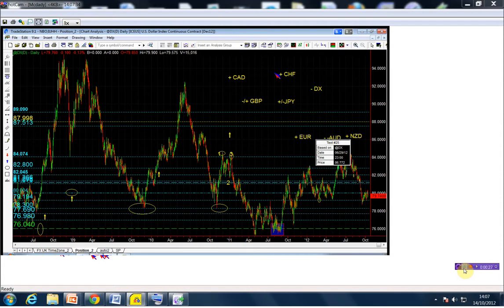We can take a look at the Swiss, the Aussie Swiss. We can take a look at the Aussie CAD, because the CAD is strong, so we can look at going short the Aussie CAD. We can go short the Aussie Swiss. We did the Euro Aussie and the Aussie dollar. So let's start with the Aussie Swiss, because we just finished the Euro Aussie.